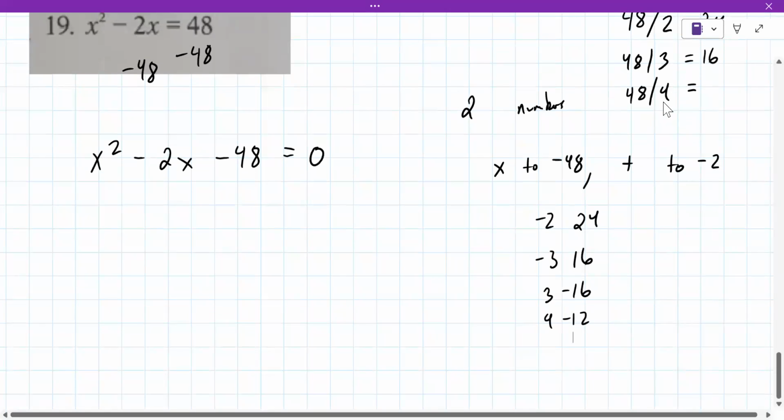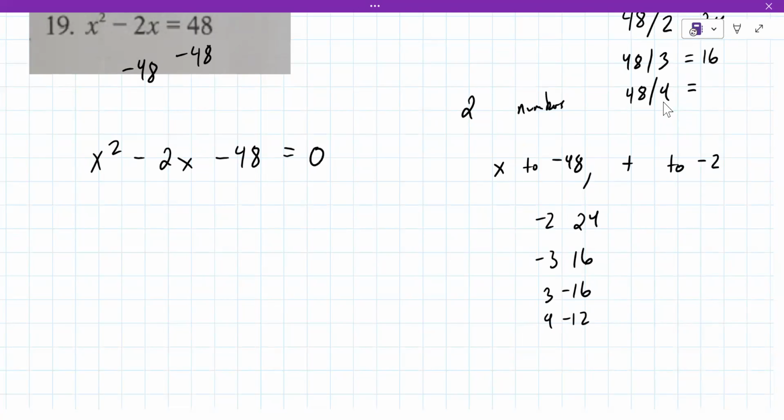No. Okay, so now try 48 divided by 5. 48 divided by 5 is 9.6. So they've got to be whole numbers, so that does not work. Okay, and so keep going. Then 6 and 8. Okay, one's positive, one's negative. Does that work? Yes. Okay, what is it? Which one's positive, which one's negative?